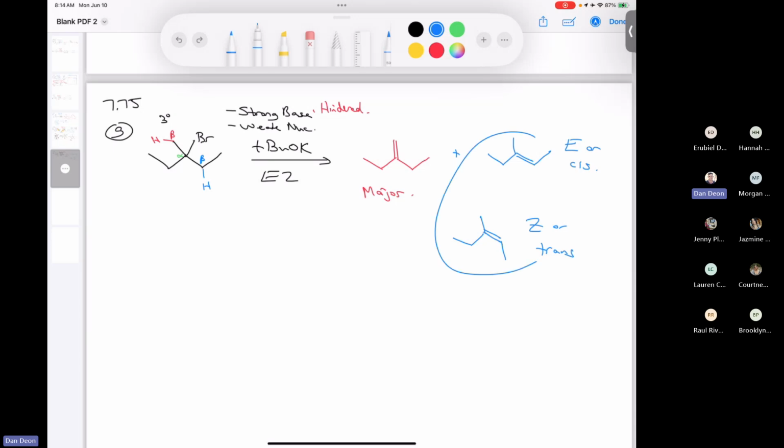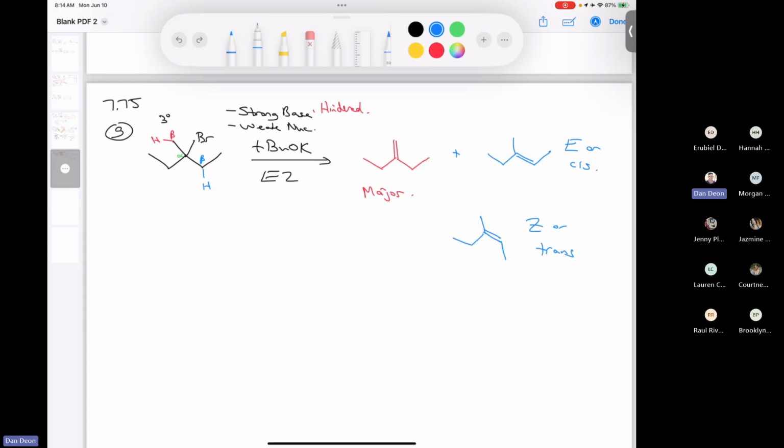Now, between these 2, which one is going to predominate? I guess that this one would be in a greater quantity. Why? Because there's less steric hindrance between the 2 methyl groups than there would be between here. But it's not asking us for any of that. Okay, it just asks us to identify the major product. And so we're good with that.